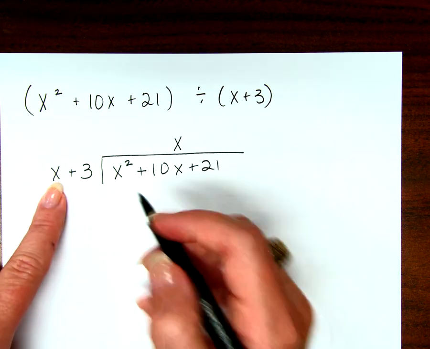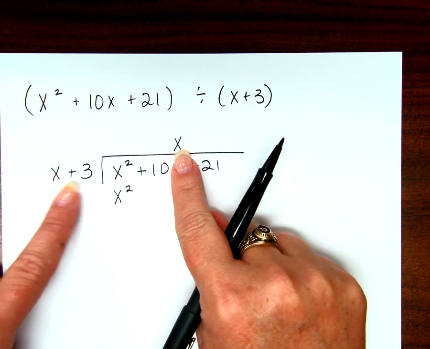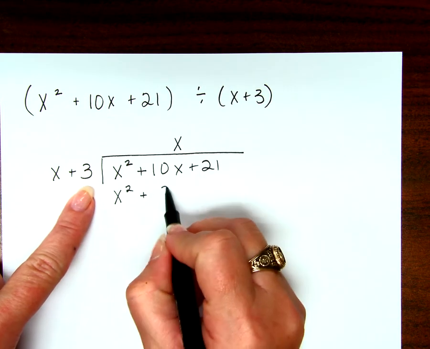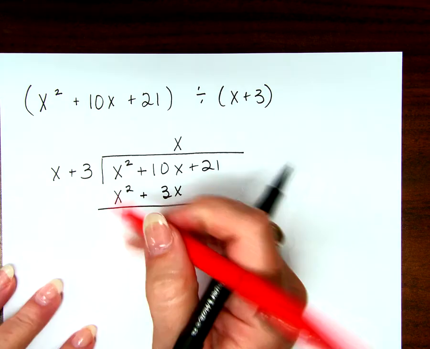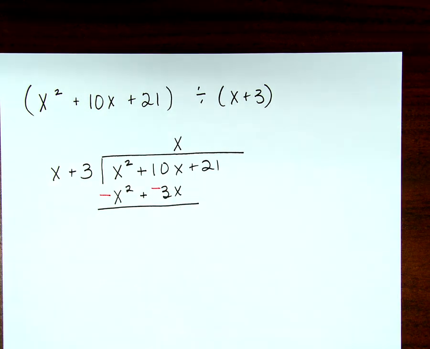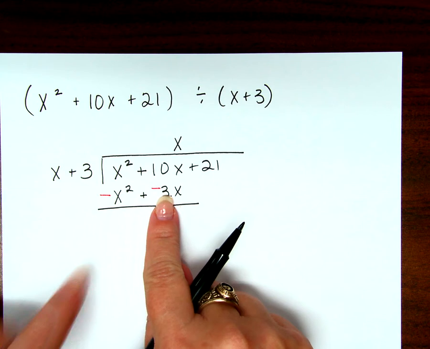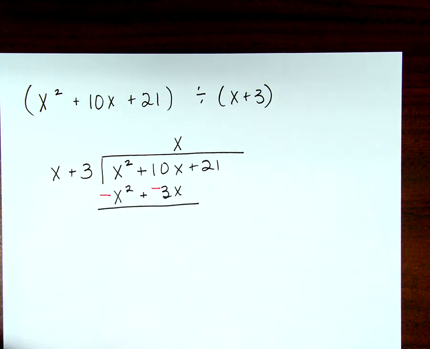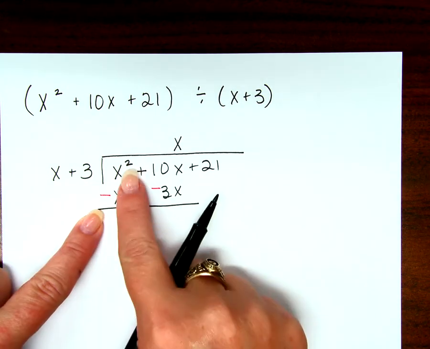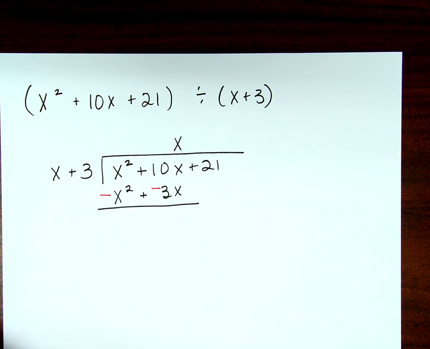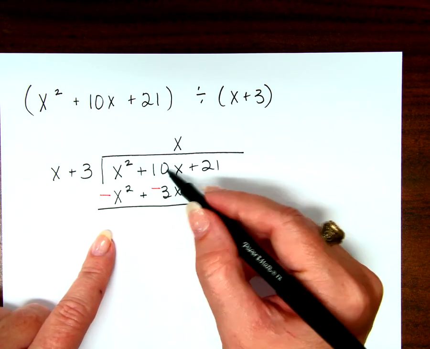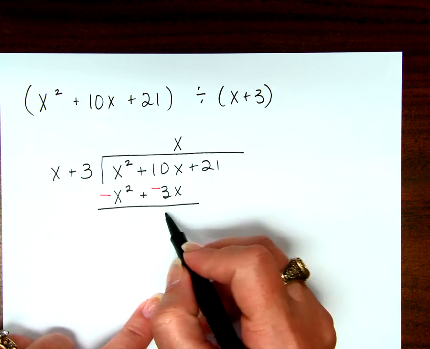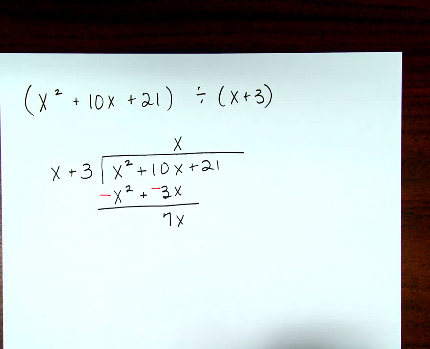X times x, x times 3. And then we subtract. Now I put a subtraction sign by each term, so I remember to subtract each term, right? Otherwise, if I just put it in the front, I'll probably remember the first one, but probably won't remember the second one. Okay? X squared minus x squared, 0. 10x minus 3x, 7x. And then bring down the 21.